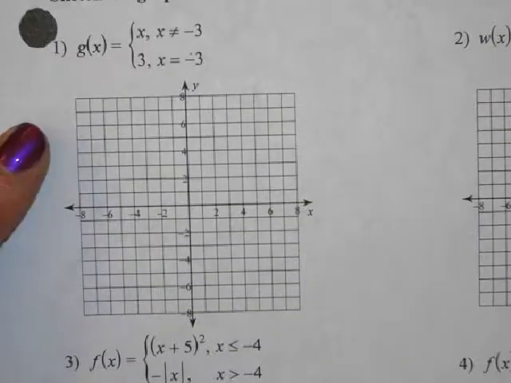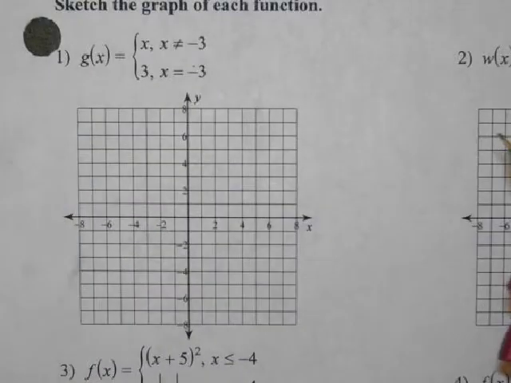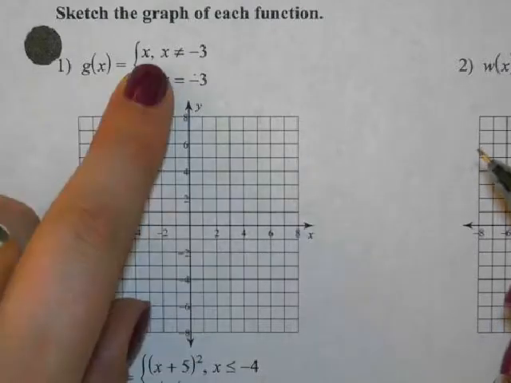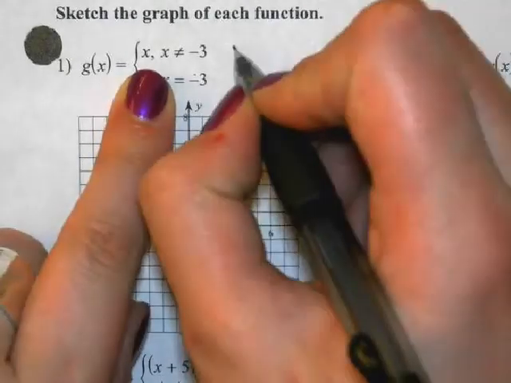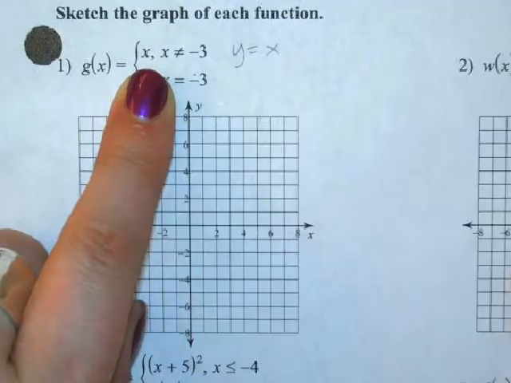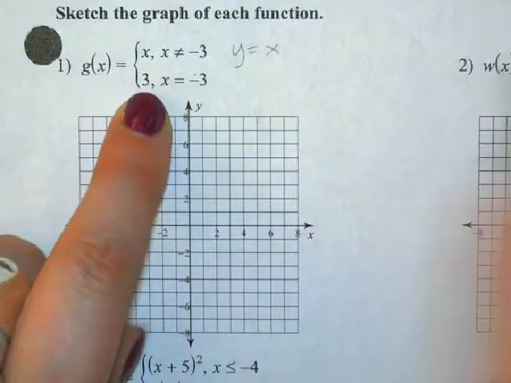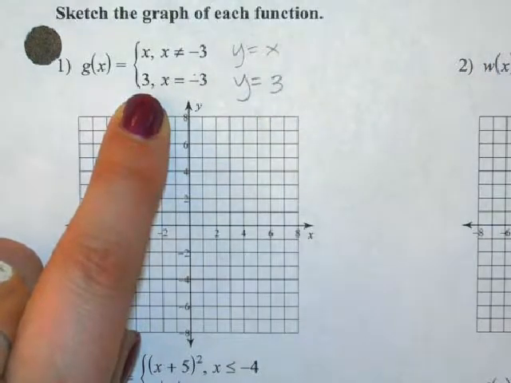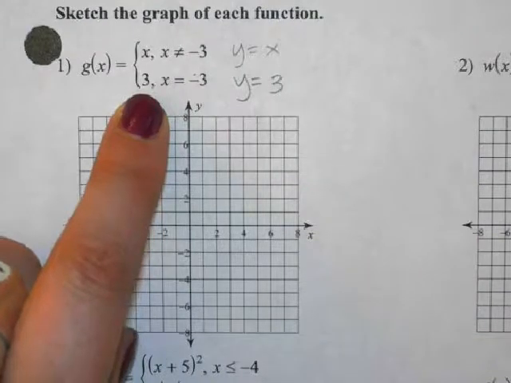So, this first one says that we have a piecewise function. Piecewise just means that we have a function that is defined using two different pieces. One piece of the function is the line y equals x. And the other piece of the function is the line y equals 3. So we have two different pieces. One is y equals x. The other is y equals 3.